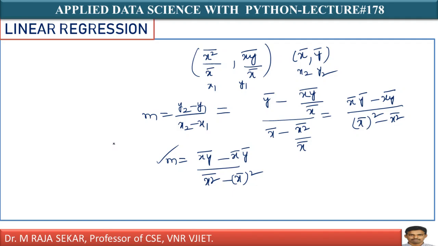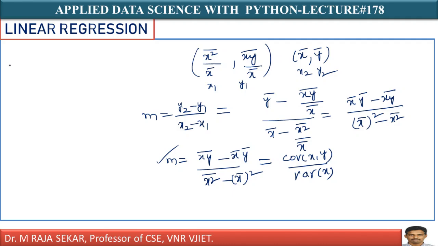The slope is nothing but, when you look at the numerator, this numerator is nothing but the covariance of x comma y. This is my numerator. What about my denominator? My denominator is essentially the variance of x. How will it be? Let me prove that one.